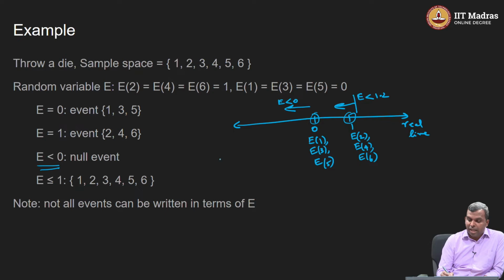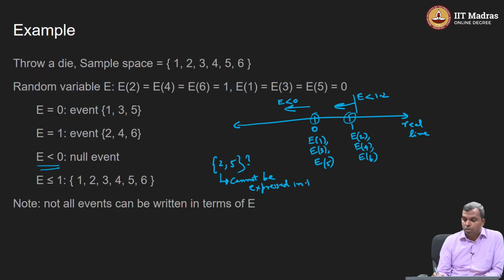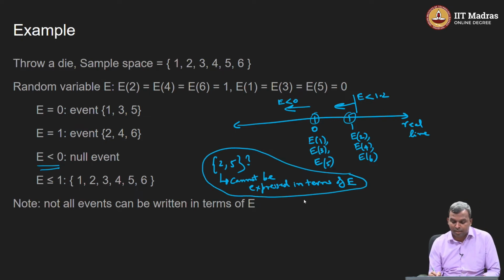But notice if I have events like {2, 5}, what happens to this event? You cannot express it purely in terms of E, isn't it? So think about this point. That's the reason E is not like a mirror of the original sample space. It loses something. It only represents whether it's even or odd. So if you put {2, 5} as an event, just the value of E is not going to tell you anything, right? So you can't be sure about these kinds of events.